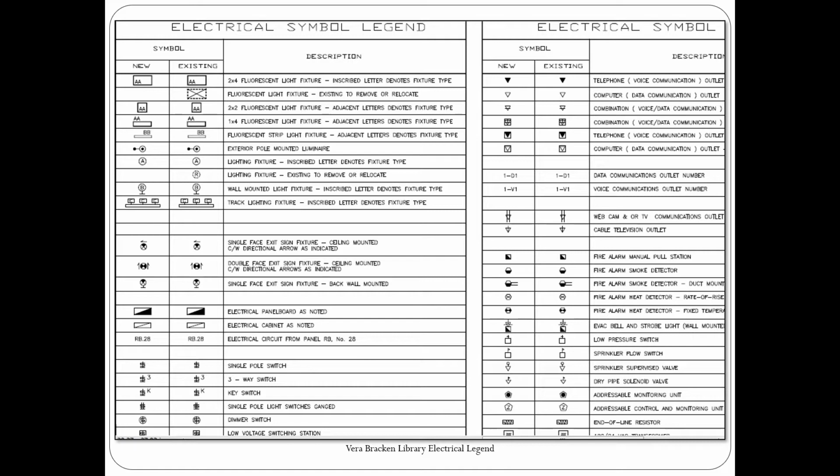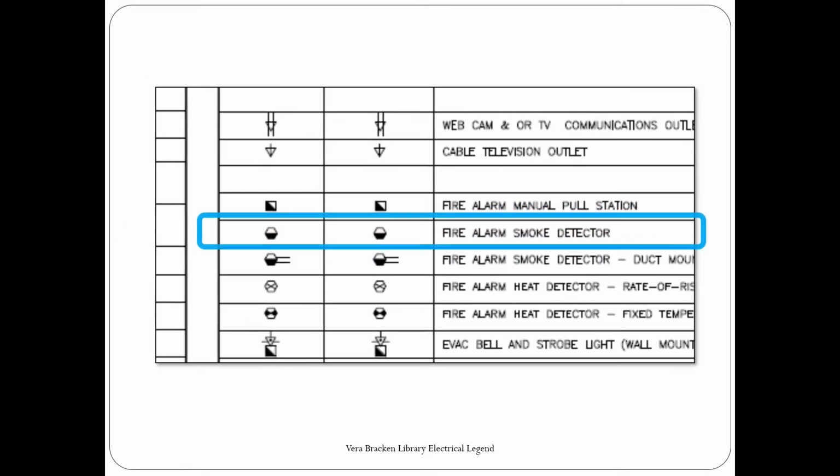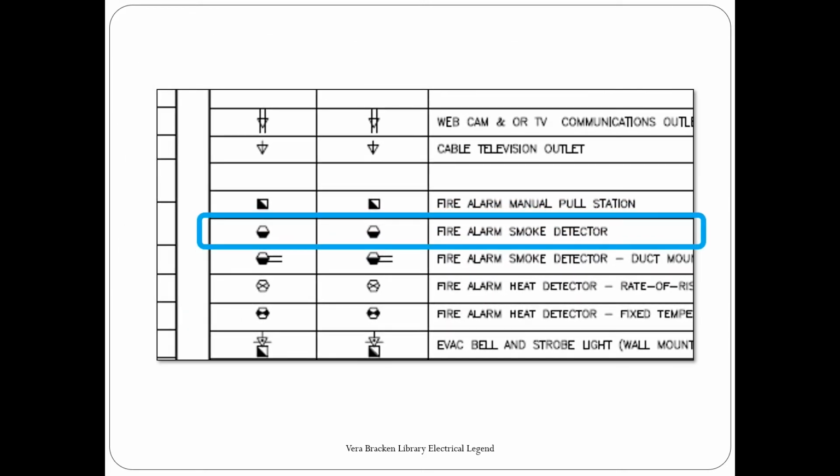I'm going to give you certain things to look for. What I want you to do is pause the video, find what I'm looking for, and then resume the video again. The first thing I want you to find is the fire alarm smoke detector. Go ahead and pause the video, and when you're ready, continue on. Here is the fire alarm smoke detector. It's a hexagon shape, half filled in.